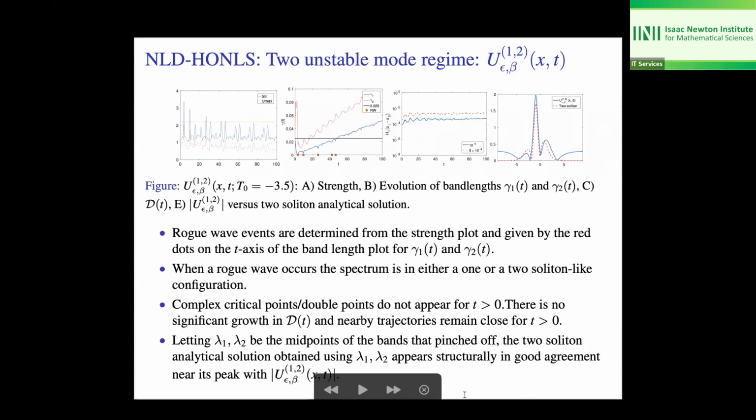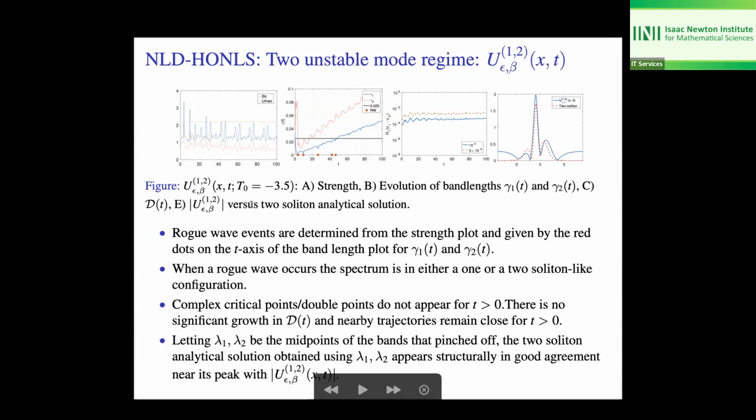Okay, so the rogue waves are determined from the strength plot and are given by the red dots on the t-axis of the band length plot. And so here we're now plotting the band length for both gamma 1 and gamma 2. We only plotted the band length for gamma 1 before because gamma 2 was never small to begin with, or small throughout the experiment. So here we're plotting the band length for both bands, and you see that when a rogue wave occurs here, the spectrum is in either a 1 or 2 soliton-like configuration.